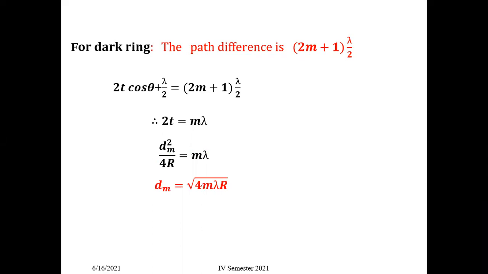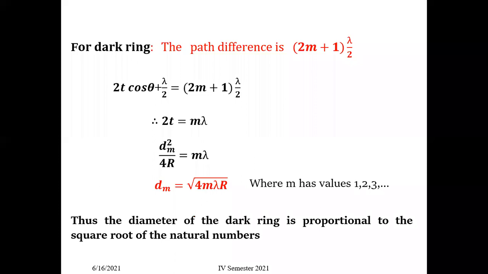So in this case, the diameter of the dark ring is proportional to the square root of the natural number, m equal to 1, 2, 3. In the case of the bright fringe, the diameter is directly proportional to the square root of the odd number, whereas for the dark fringe it is directly proportional to the square root of the natural number. So this is the Newton's ring due to the reflected light.